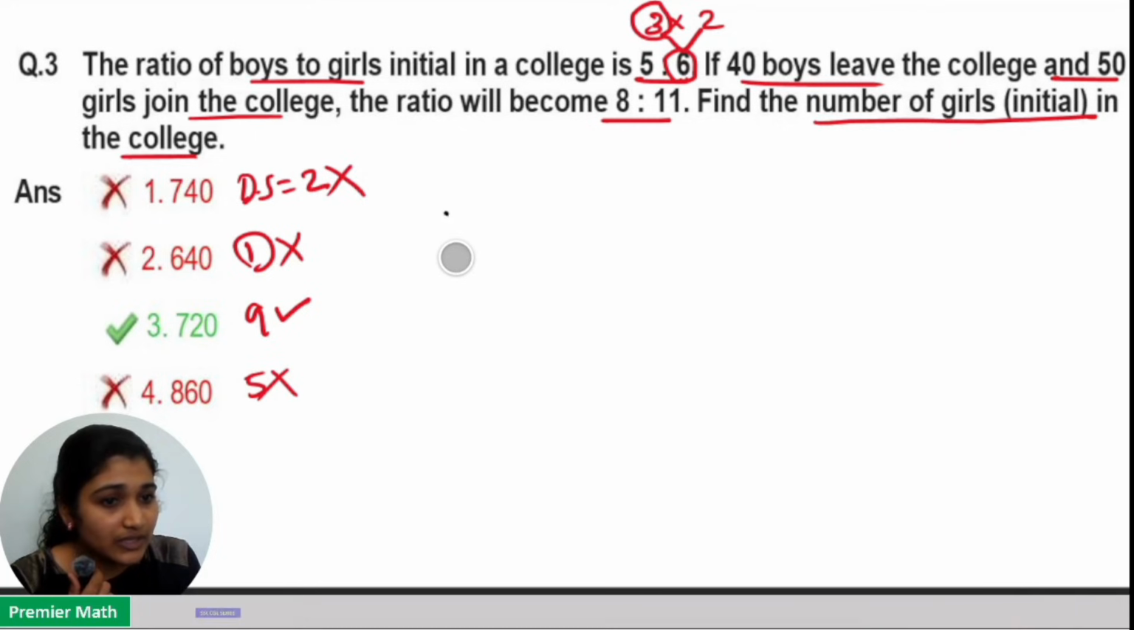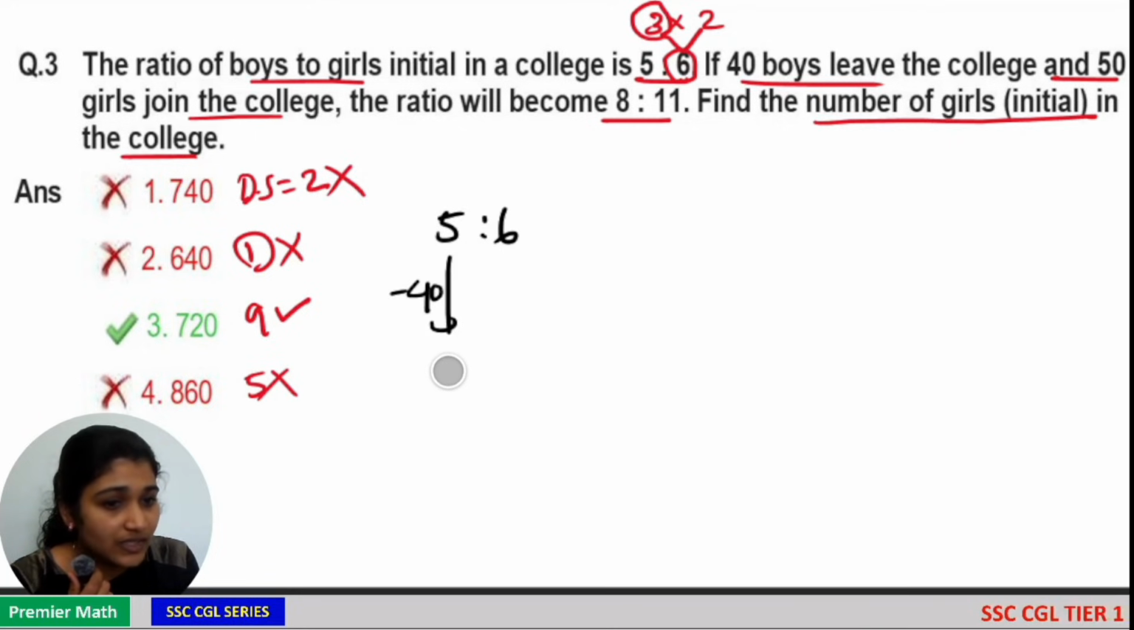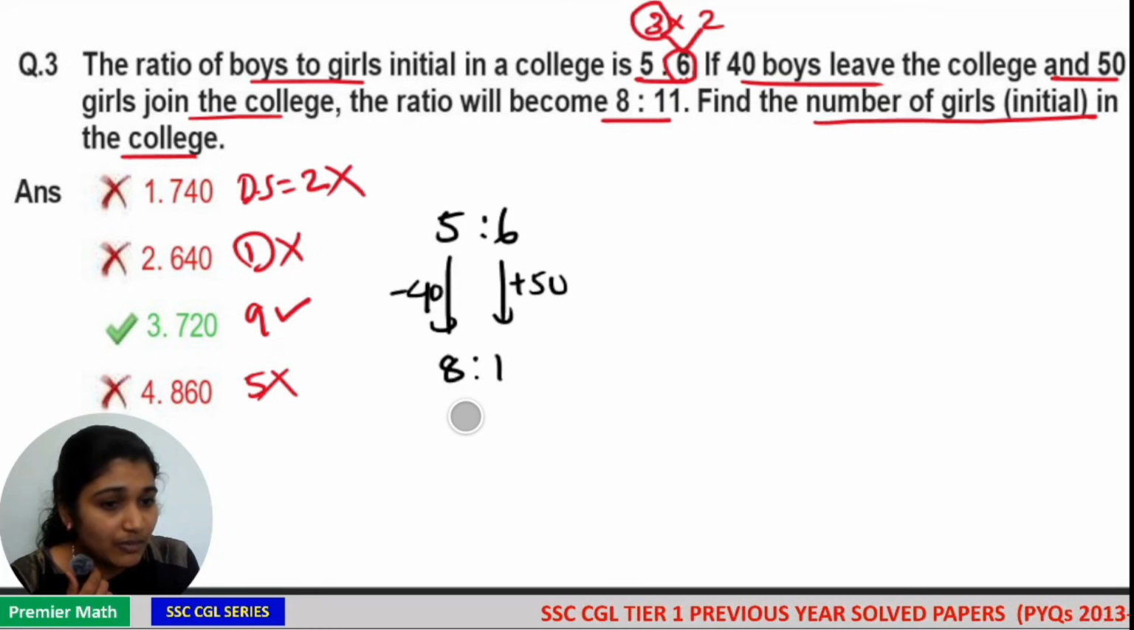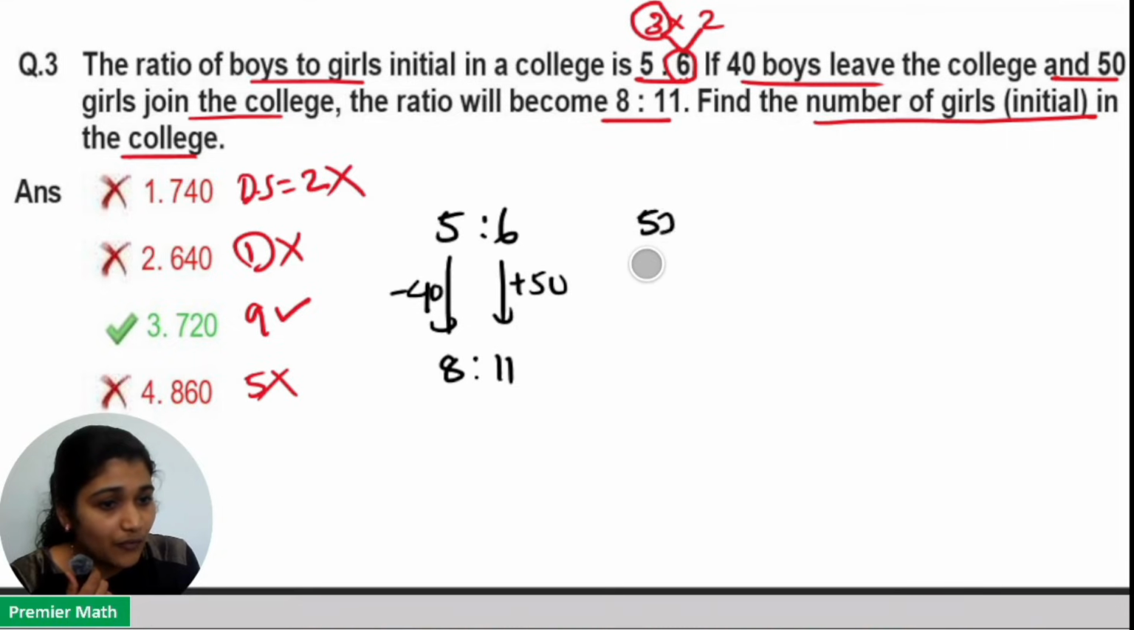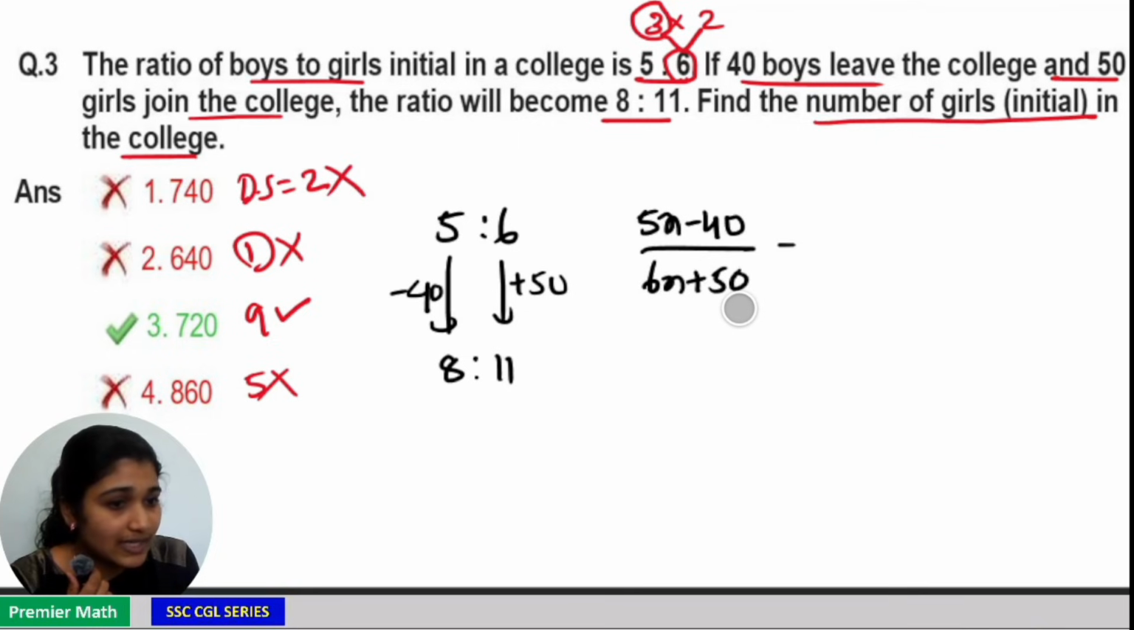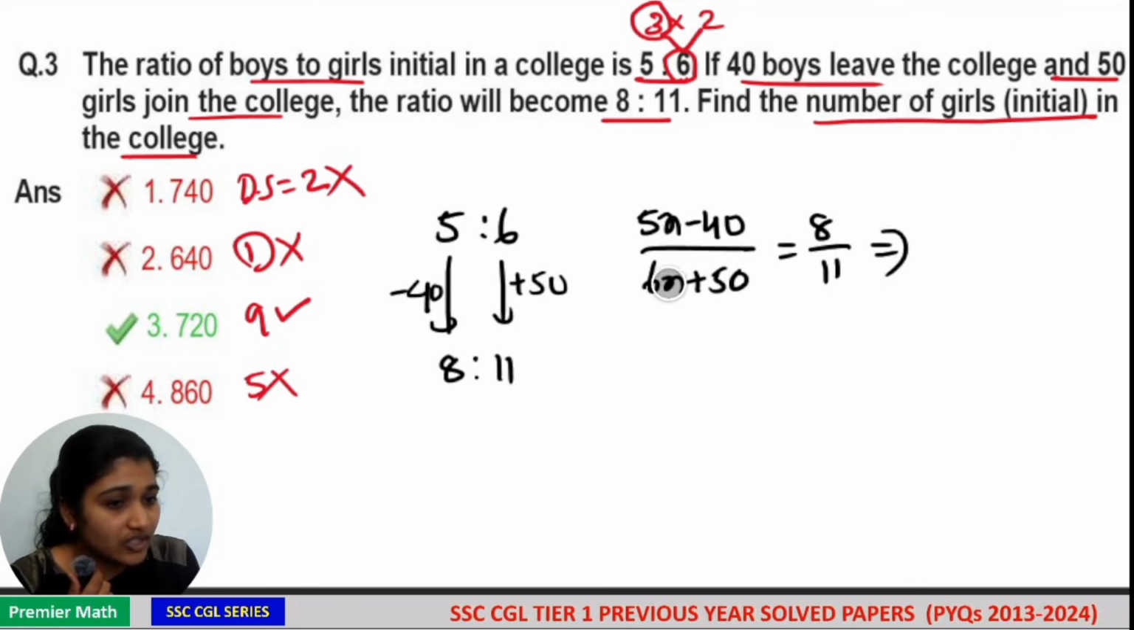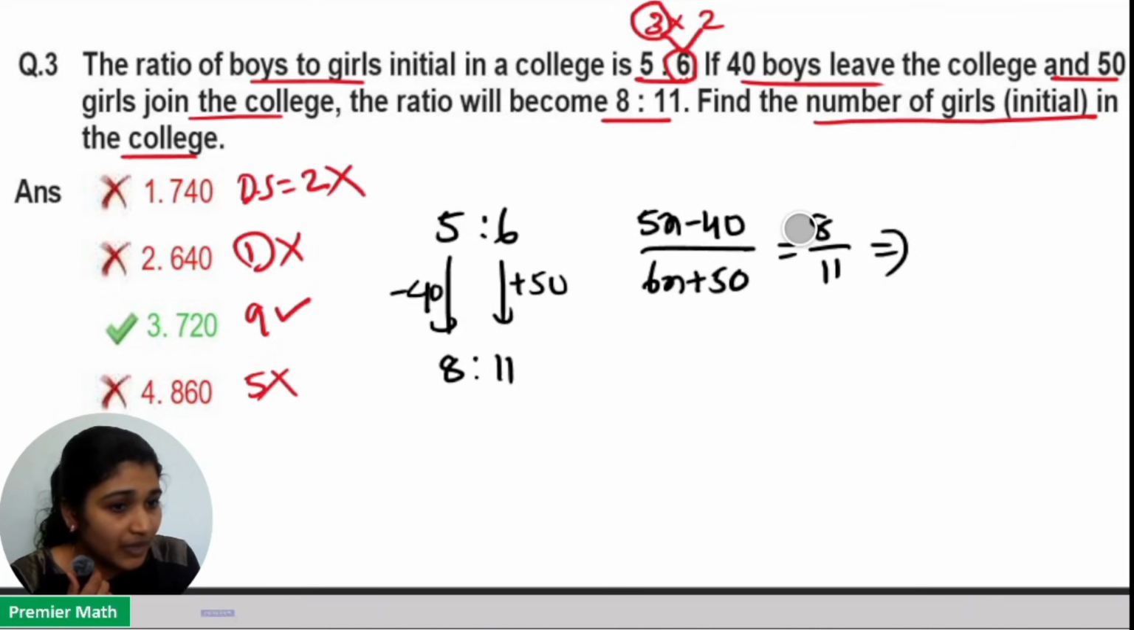Now another method. Initially the ratio is 5 is to 6. When 40 boys leave the school and 50 girls join the school, the ratio becomes 8:11. So if I take this as 5x and 6x, then 5x minus 40 divided by 6x plus 50 is in the same ratio of 8:11. Now here consider the numerator as LHS and the denominator as RHS. Now 11 into 5 is 55x here, and here 8 into 6 is 48x.